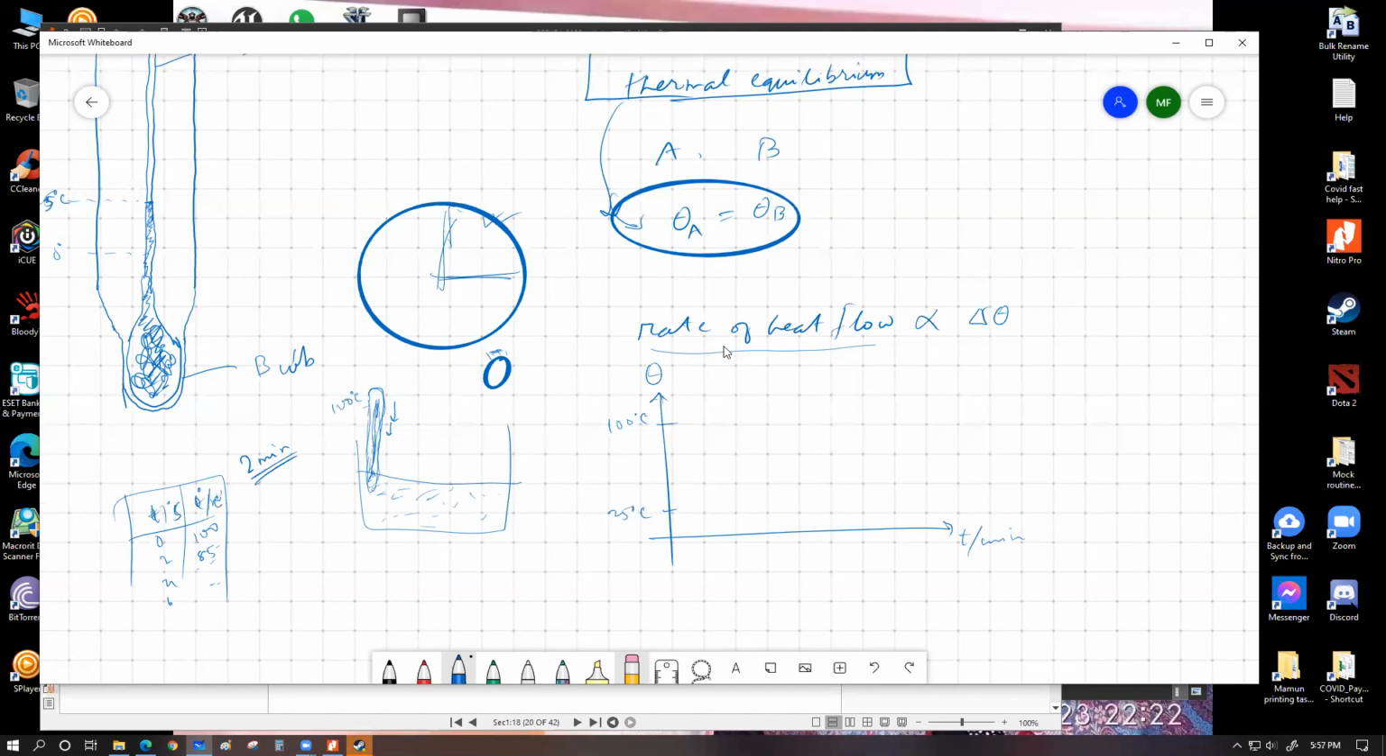So the initial temperature was 100 degrees Celsius. Let's say after 2 minutes, the temperature was 85 degrees. So within the first 2 minute duration, let's say this is our 2 minute, the temperature dropped to 85. So let's say this is the 85 value. Do you understand? Do you think within the next 2 minutes, the temperature will drop another 15 degrees Celsius?